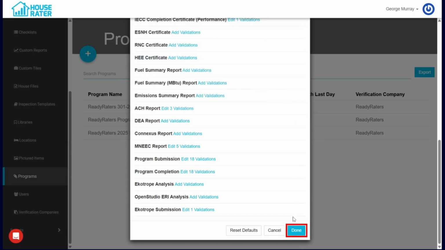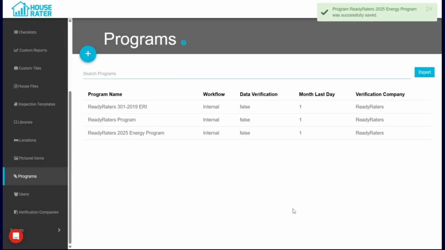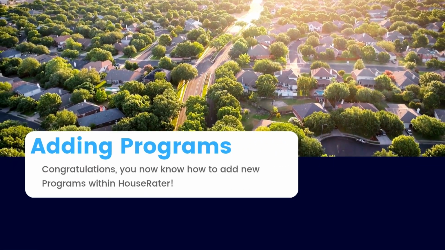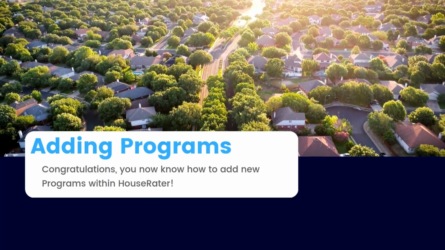Once we have added all of our validation requirements and set their severities, we can simply back out and save our newly customized program. Congratulations! You can now begin creating, customizing, and setting validations for a new program.